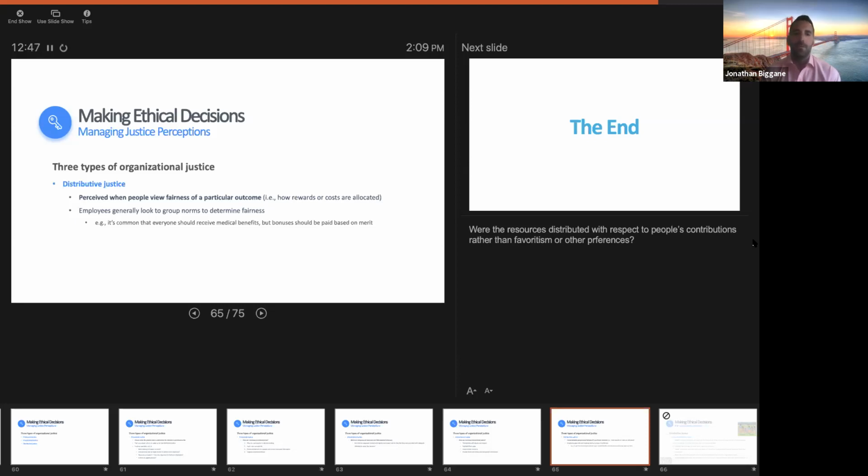So that's probably one of your biggest takeaways from today, is that when you're making decisions, whatever they might be, you want to consider procedural, interactional, and distributive justice. And at the end of the day, the most important aspect of decision-making when it comes to organizational justice is interactional justice or fairness. Did you treat people with dignity and respect? If you do, you're much more likely to get a favorable response.